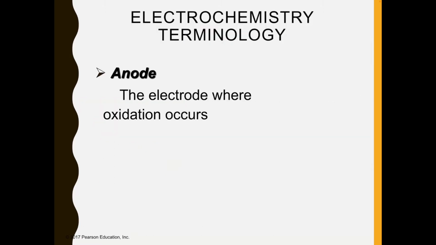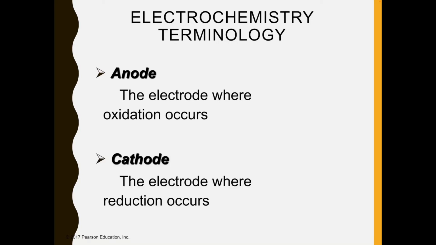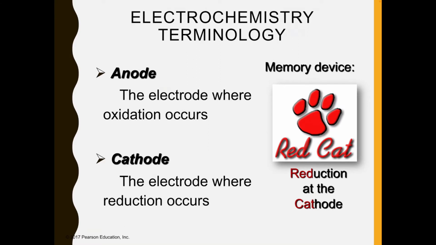All right, so we were just talking anode, the electrode where oxidation occurs. Cathode is where the reduction occurs. One way you could remember this is you could remember red cat, which is reduction at the cathode, and then you would just remember that oxidation happens at the anode. Like I said, I like my little vowels and consonants. That's how I always remembered it, but you might like to remember red cat. So I like to show off a bunch of different ways.